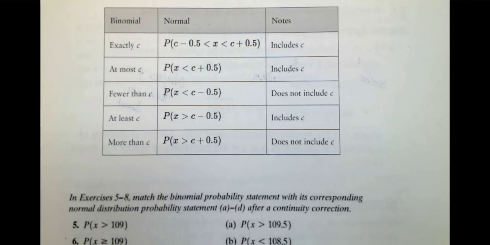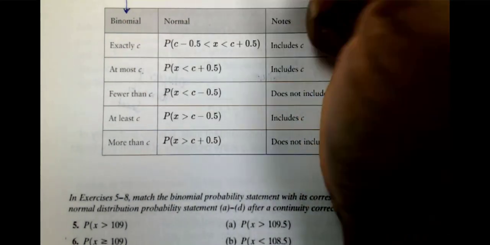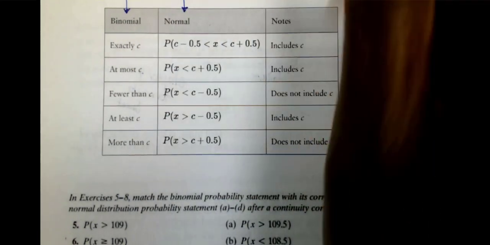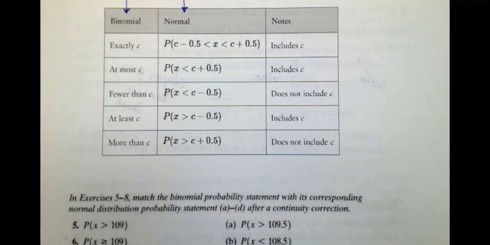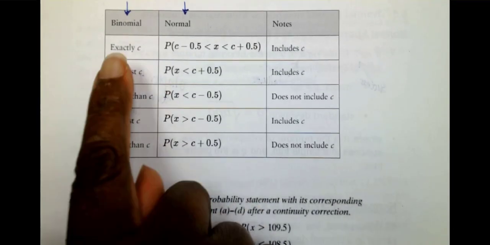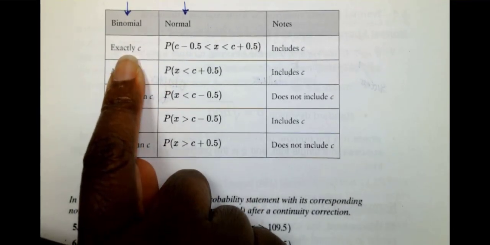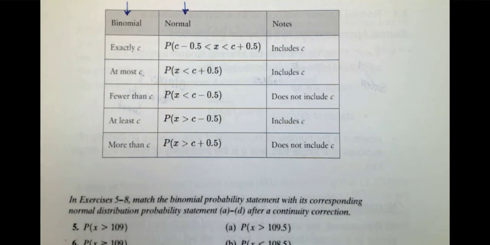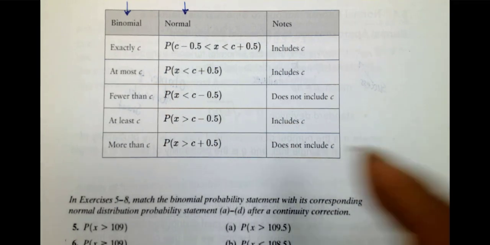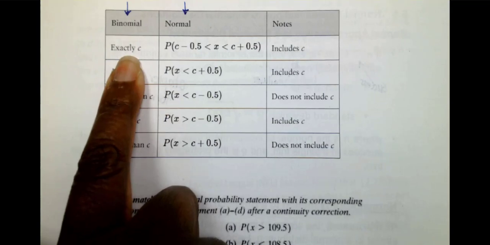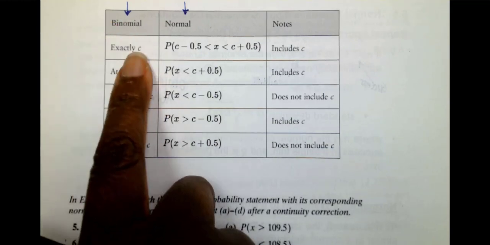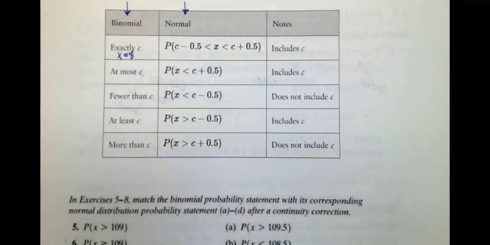So in the problem, it will be a binomial problem, but then we're going to have to convert it to a normal problem. And we have to take note if we're going to include the actual answer. Remember, normally when we did a binomial problem, we did binomial PDF. So exactly c means we want any number that will round to that number. So let's say our c is 8. So let's say we're dealing with x equals 8.